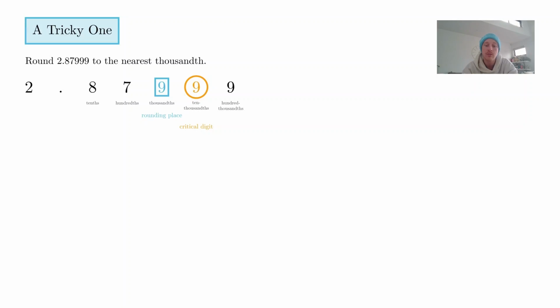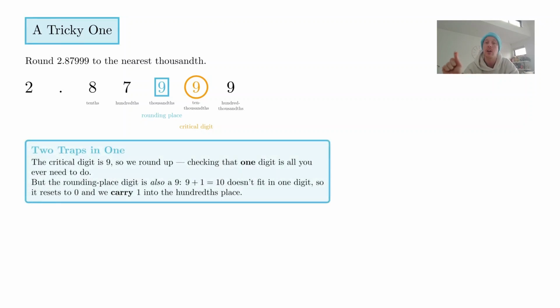All right, we know using step 3 that the critical digit is a 9, so it rounds up, so that's going to become a 0. And then we're going to have to carry it across. Checking that critical digit is all you ever need to do. But the rounding place digit is also a 9, so that's also going to go to a 0. And so we need to carry it across again to the hundredths column. So it's going to become 2.880.